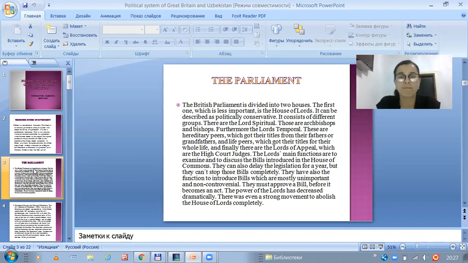The Lords' main functions are to examine and discuss the bills introduced in the House of Commons. They can also delay the legislation for a year, but they cannot stop those bills, which are mostly unimportant and non-controversial. They must approve a bill before it becomes an act. The power of the Lords has decreased dramatically. There was even a strong movement to abolish the House of Lords completely.